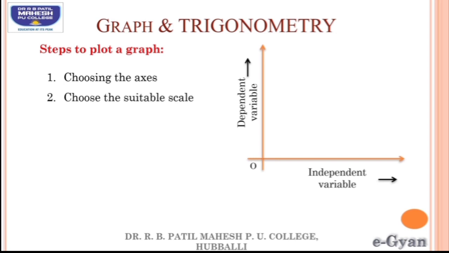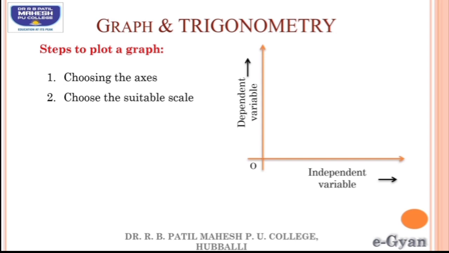Second step, choose a suitable scale. To plot the graph, we have to choose the scale. It is an important point. Why do we need to choose the scale? Whatever information we have collected, that whole information should fit in the given graph. For that, we have to choose the scale. If the scale is very large, whatever data is collected will not fit in the length of the graph. Or if the scale is very small, we find the points are crowded. Therefore, we have to choose a suitable scale so that all the data fit in the given graph.